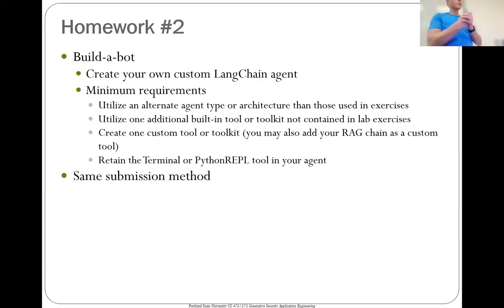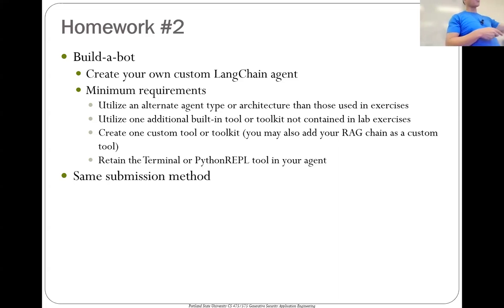So yeah, homework number 2 is build a bot, create your own custom LangChain agent, or if you're going to use other frameworks, you can create your own agent in these other frameworks. So the minimum, these are ideas. You can use an alternate agent type or architecture than what was used in the exercises. So in the exercises, we've done the React, but if you want to do some of the other ones, you're more than welcome to try those.